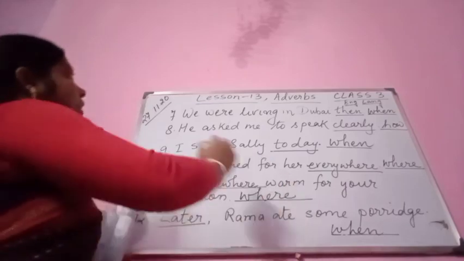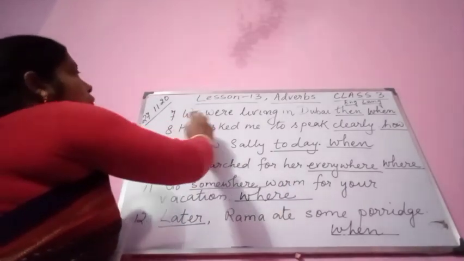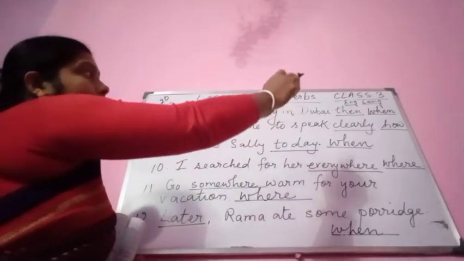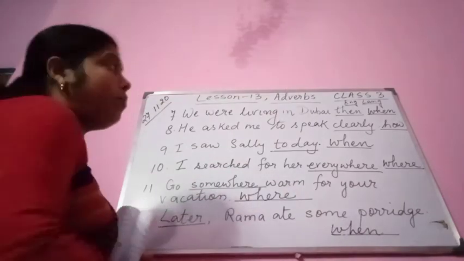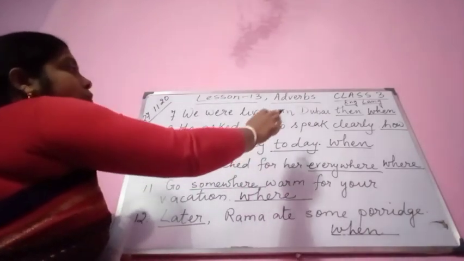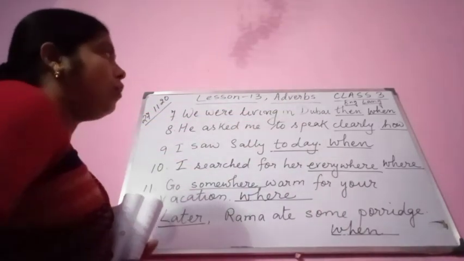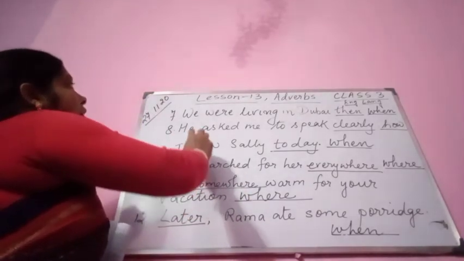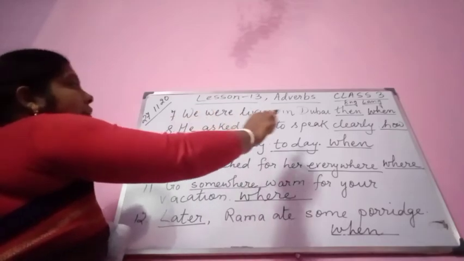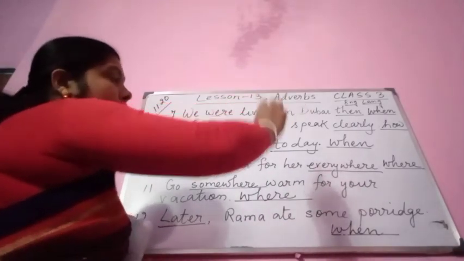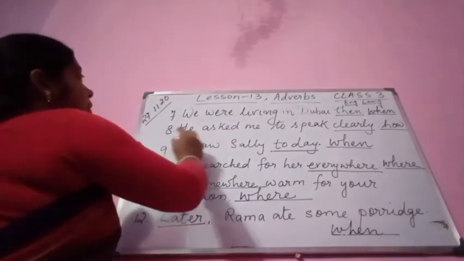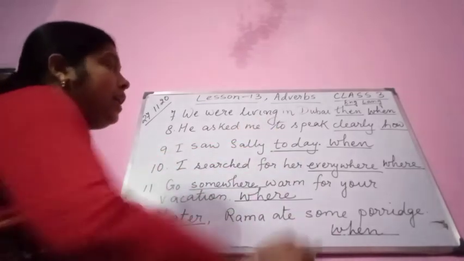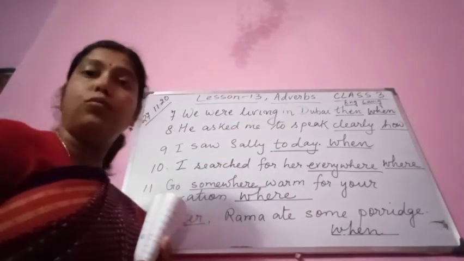Alright. You see here once again, 7 to 12. We were living in Dubai then. It is when the action is performed. He asked me to speak clearly. How? It is telling us about how. Number 7, we were living in Dubai then. So it is telling us about when. Number 8, he asked me to speak clearly. This is telling us about how.